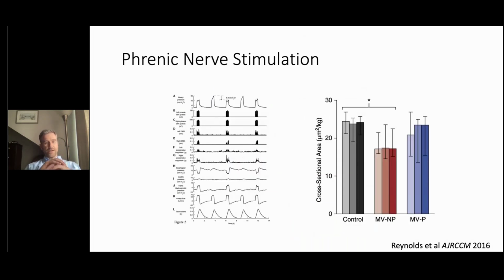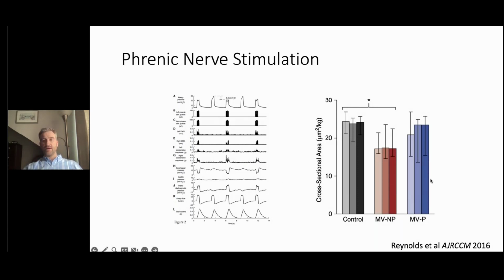Another exciting concept that many are working on is phrenic nerve stimulation. The idea is that we might not be able to get the patient to breathe exactly the way that we want, but during periods when they're not breathing, if we can stimulate the muscle exogenously with phrenic nerve stimulation, then potentially we can get the diaphragm to be active and avoid some of the complications of diaphragm inactivity. And this paper by Steve Reynolds and colleagues, published some years ago, demonstrated that phrenic nerve stimulation could actually prevent the development of diaphragm atrophy.